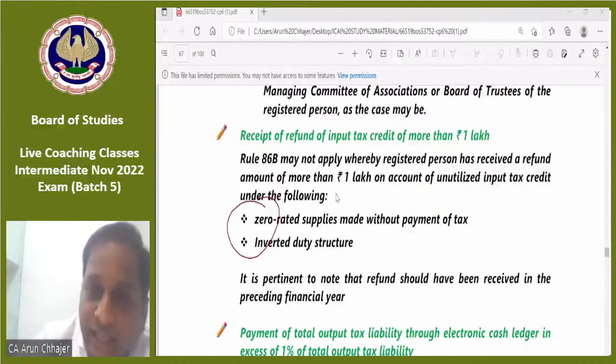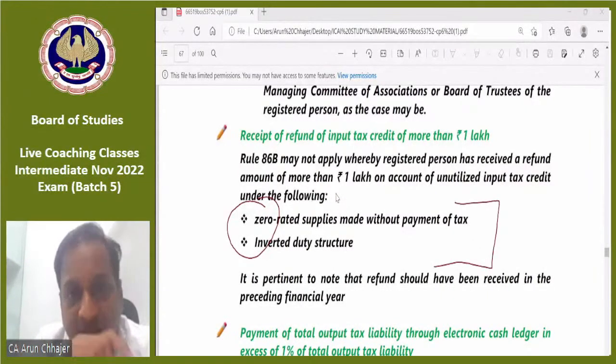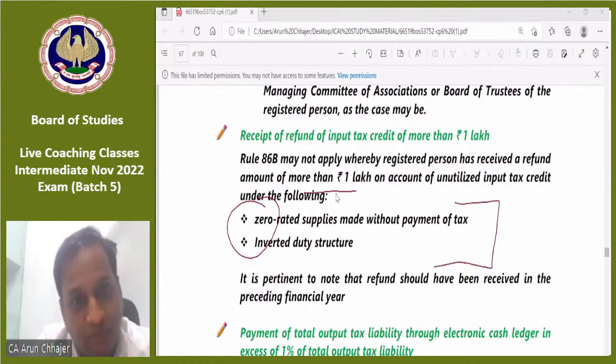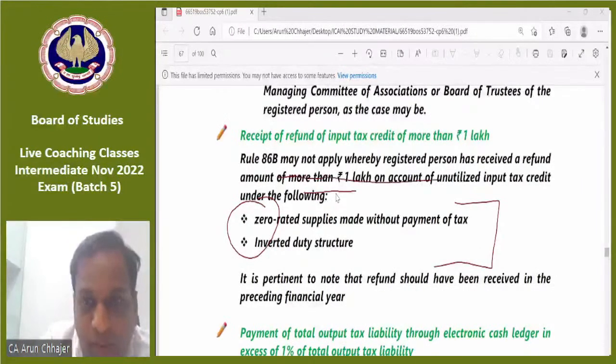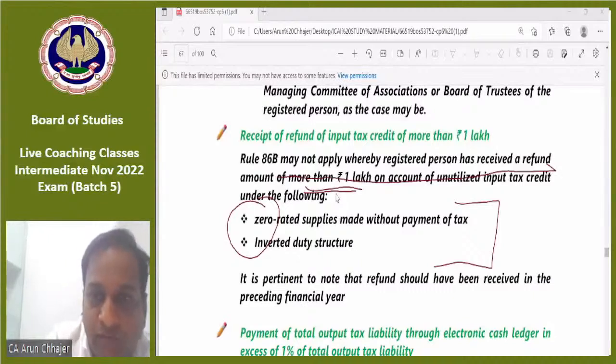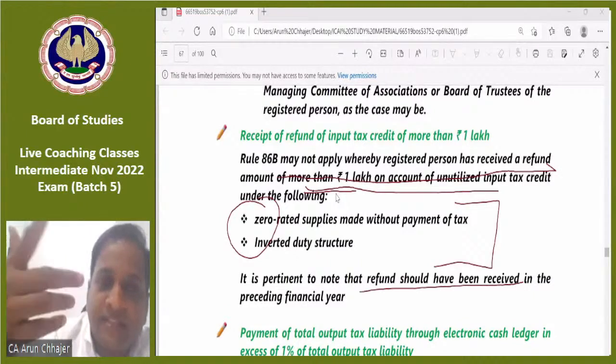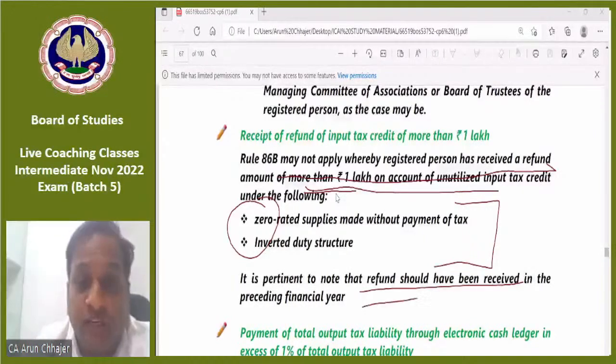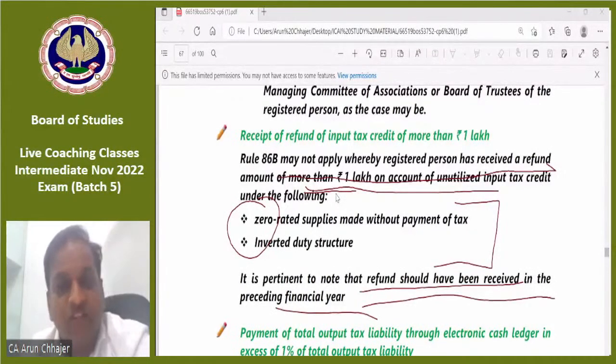So if someone has taken the refund under this category of more than 1 lakh for 2 years, 86B may not apply where the registered person has received a refund of more than 1 lakh in any of the preceding financial years. It is pertinent to note that the refund should also be received in the preceding financial year. Correct. Then this restriction will not apply.